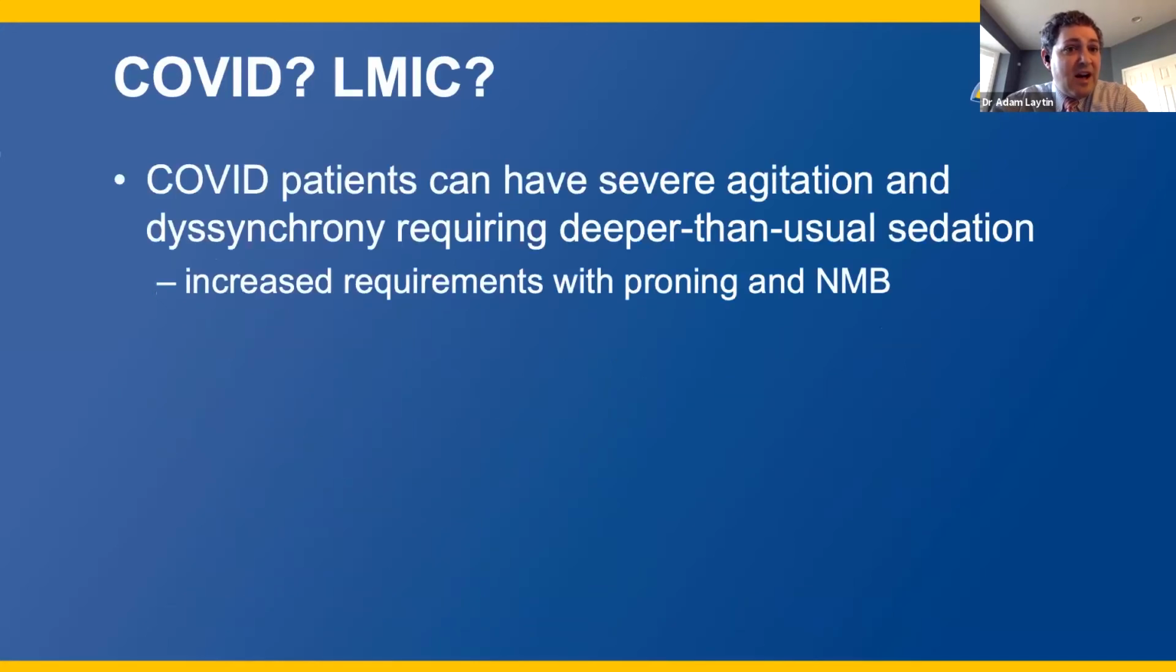Finally, looking at COVID in low and middle income countries, COVID patients can have severe agitation and dysynchrony that requires deeper than usual sedation. So even though a light sedation goal is usually feasible for critically ill patients, sometimes in our ICUs, we are needing to target deeper sedation with a RASS goal of -2, -3 because of the significant dysynchrony with COVID-19 patients. And also beware that if patients are with severe hypoxemic respiratory failure requiring proning or neuromuscular blockade, those patients will often require higher levels of sedation.